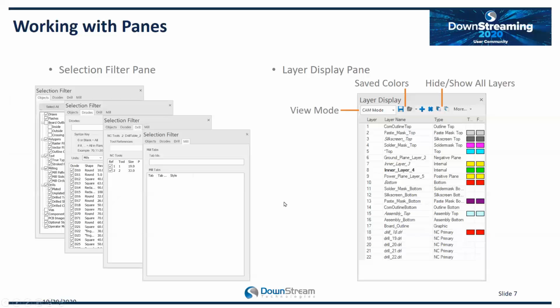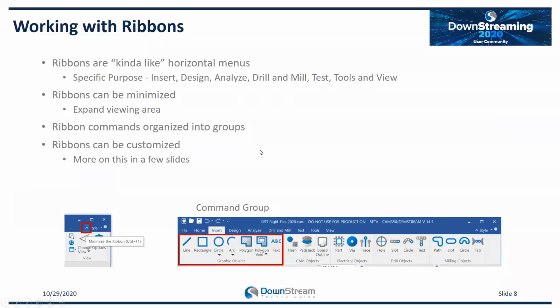Okay, I'm going very fast. I'm racing through this because I want to show you so much. Ribbons are kind of like horizontal menus. They have a very specific purpose. Insert, design, analyze, drill, mill. Those are the ribbons that we have.